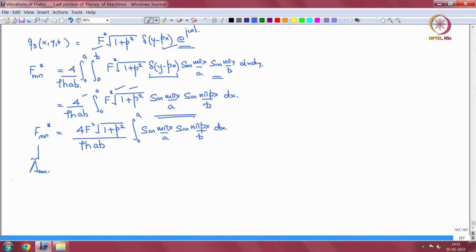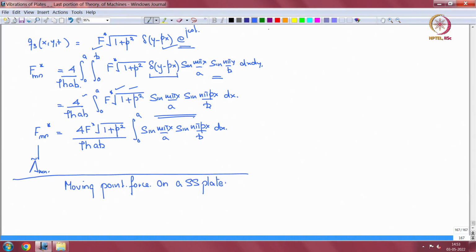Now let us see the next one, which is a moving load, a moving point force on a simply supported plate. So what do we have? We have the plate again.